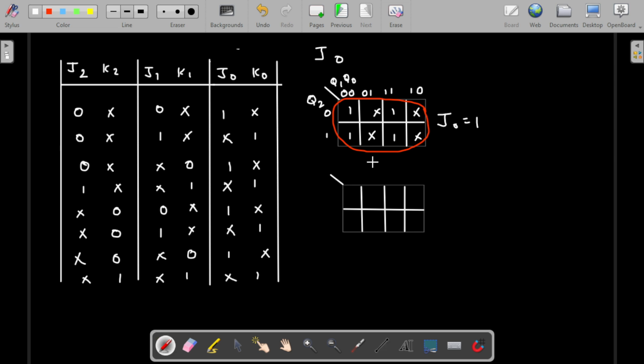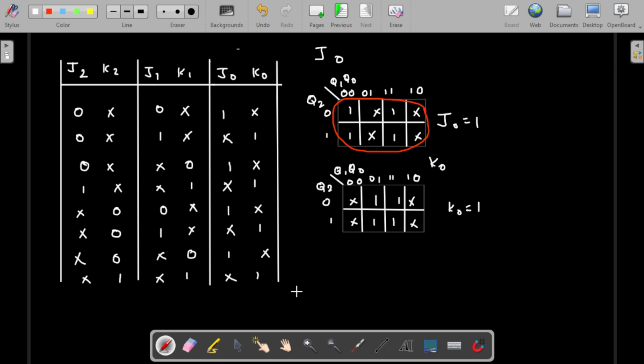Okay, so this is for K0. As it is Q2 Q1 Q0, so 0 1 0 0 0 1 1 1 1 0. So wherever it will be, it is also having all the value. So let me write it x 1 1 x x 1 1 x. So this is also all 1, so mapping K0 will also be 1.